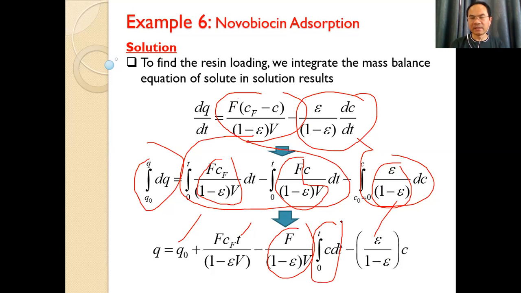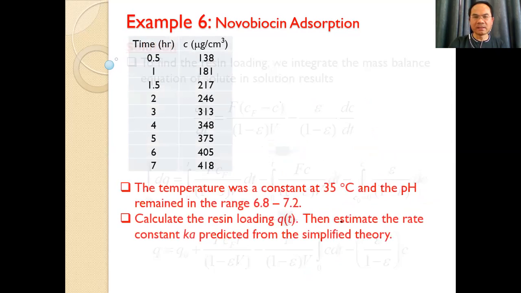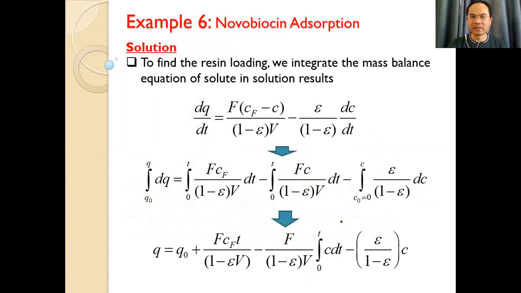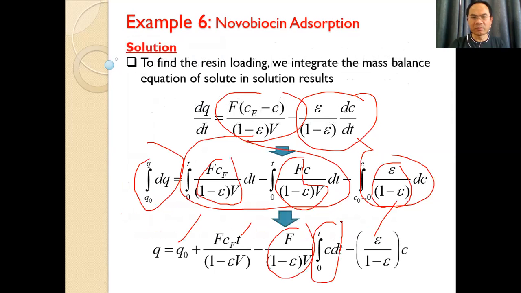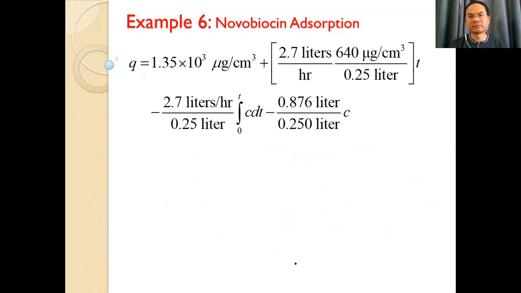You have to find C. You can integrate this numerically, or you can fit this equation with time and then integrate analytically. For this technique, I will integrate analytically. The first step, we substitute all known values. You know Q0, you know F, you know CF, you know epsilon, you know V. You substitute these in the equation.